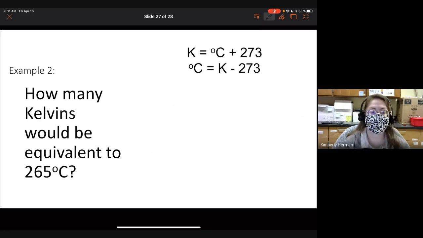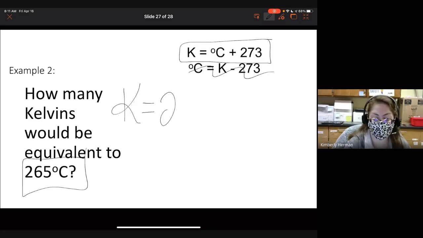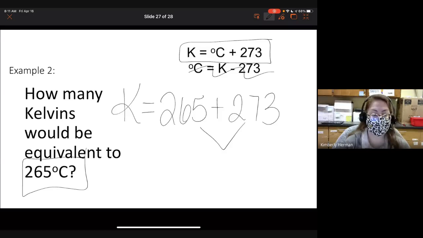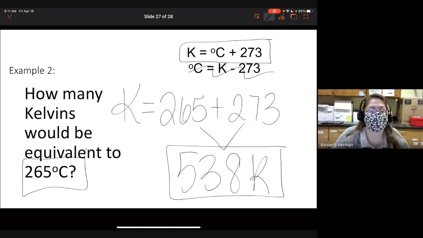Okay, example number 2, you might want to try it on your own and then come back and watch the answer. So, welcome back. How many kelvins would be equivalent to 265 degrees Celsius? So yet again, we're going to use the top one because we're trying to get to kelvins. So kelvins is equal to our degrees Celsius, which is 265 plus 273. So we're going to add these two together, 265 plus 273, and we get 538. Add K to the end for Kelvin.